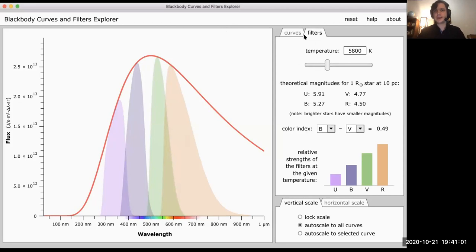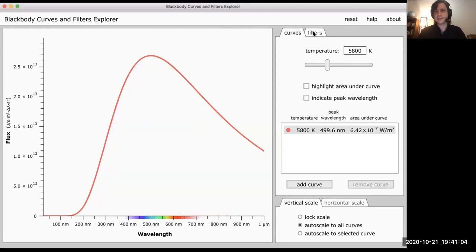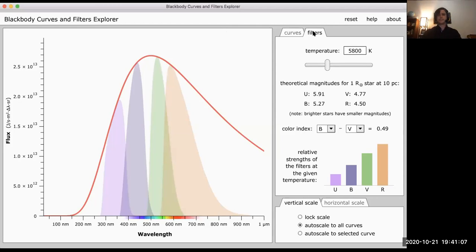So here I am looking at the curves tab, which is what I used previously. Now I'm going to the filters tab. And what it's doing is it's showing the U filter, the B filter, the V filter, and the R filter. And here's the blackbody curve for a temperature set by this number right here. I have it set to the example that I went through on the slides, the temperature of our sun, a star that has a photospheric temperature of 5,800 Kelvin. And if you were at the telescope, you would measure a U magnitude, a B magnitude, a V magnitude, and an R magnitude equal to those values.